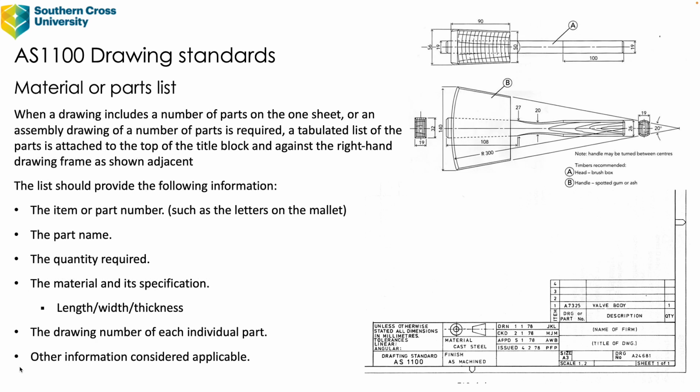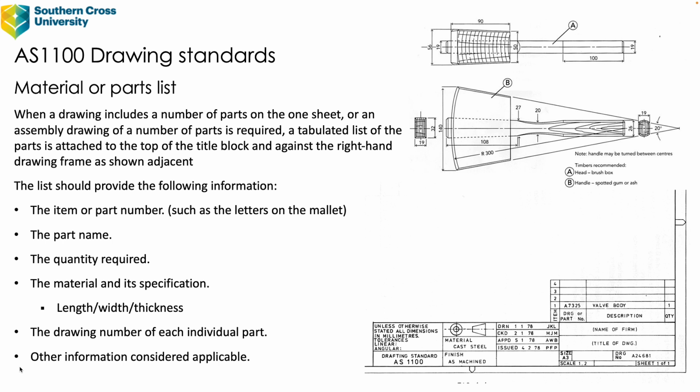Now, material or parts list. So when a drawing includes a number of parts on the one sheet, or an assembly drawing of a number of parts is required, a tabulated list of the parts is attached to the top of the title block and against the right hand drawing frame as shown adjacent. Now, the list should provide the following information, and this is generic information. The item or part number, such as the letters on the mallet. So I've included the mallet drawing there because it shows that there's two parts. There's part A and there's part B.